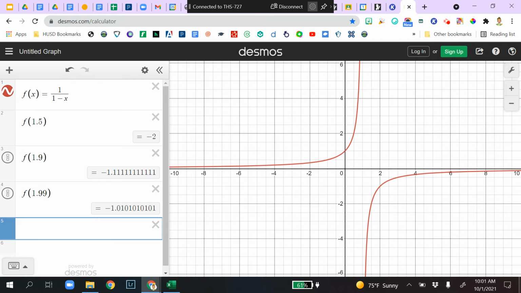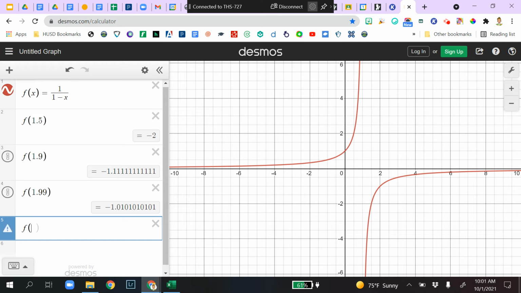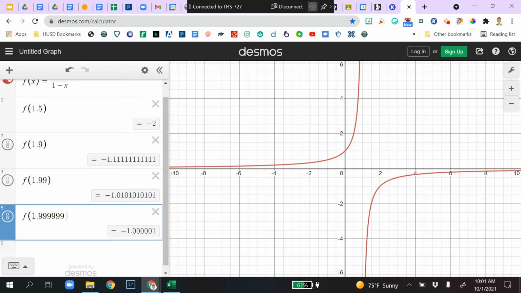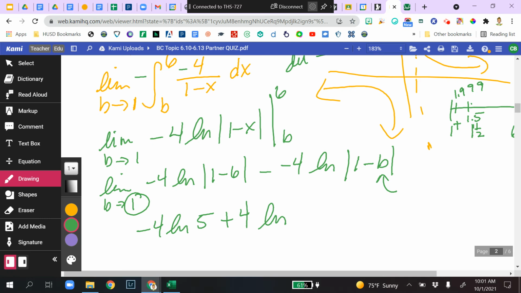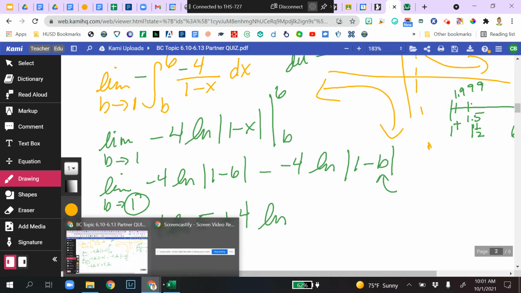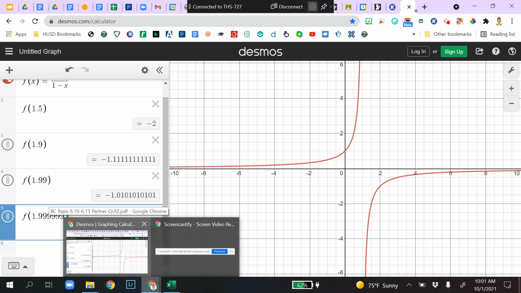What's going on? Something doesn't seem to be going right. f of 1.99999. If I keep adding 9s, it looks like it's going to negative 1. That's not what it should be doing. It should be going to an asymptote. What did I do wrong? As we are approaching 1 from the right side, if I look at the graph, it should be going down to negative infinity.